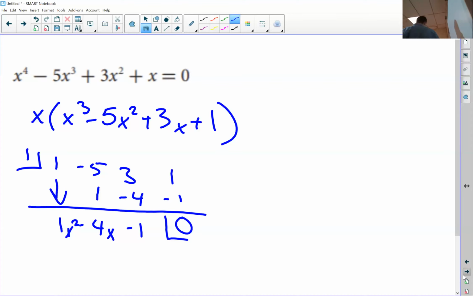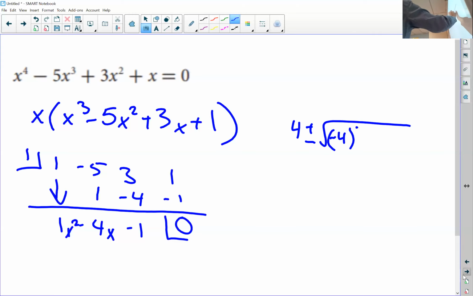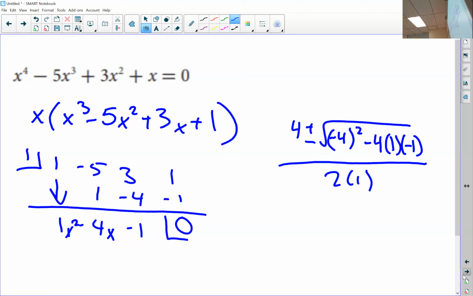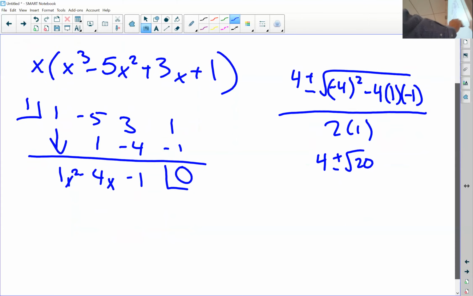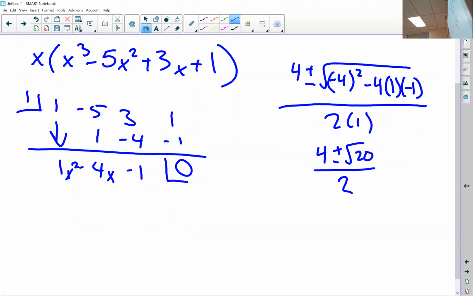So I'm going to do the quadratic formula with what I have left. Negative b plus or minus the square root of b squared minus 4 times a times c, all over 2 times a. Well, -4 squared is 16. -4 times -1 is +4. So 16 plus 4 is 20. So 4 plus or minus root 20 all over 2. Almost. I have to simplify the root 20 first.